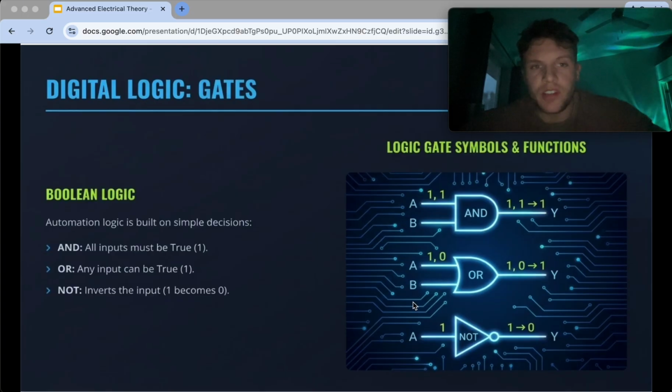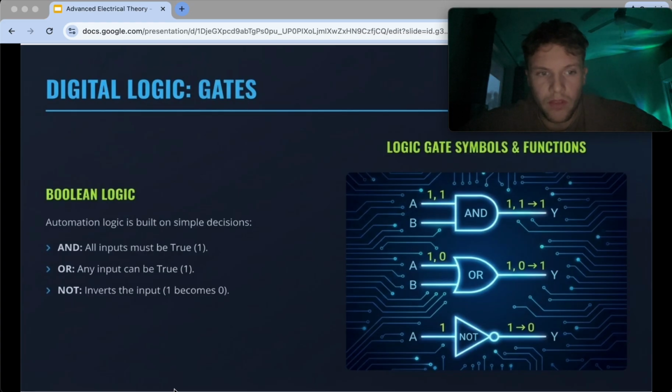We can get into digital logic gates here too. Once you start looking into logic gates, I personally think of this stuff as more like computer uses, right? So like zeros and ones. Automation logic is built on simple decisions. You have AND gates, you have OR gates, you have NOT gates. All inputs must be true, right?